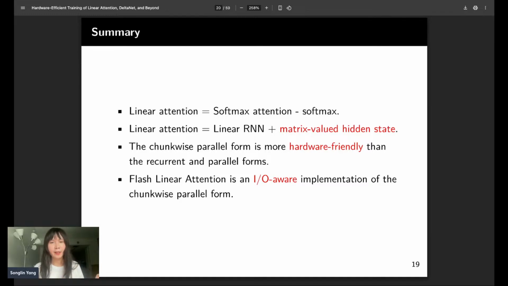To summarize, the concept of linear attention is quite simple. It's just softmax attention without the softmax operator, and it can be formulated as a linear RNN with a matrix-valued hidden state. This allows you to have a larger recurrent state to encode the historical data. The chunkwise form is the hardware-efficient algorithm to train these linear attention models, and Flash Linear Attention is an I/O-aware implementation of this chunkwise form.